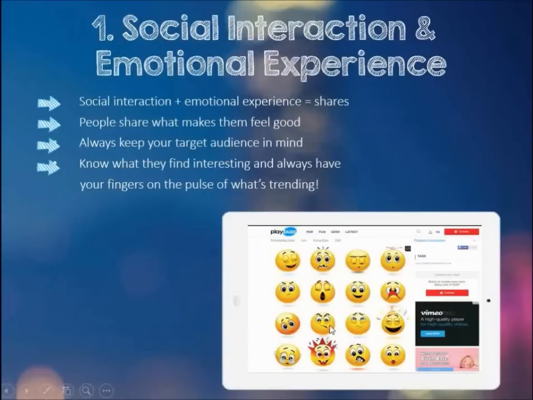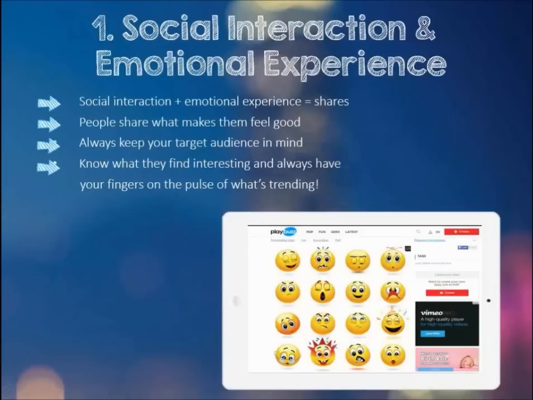So as you're creating, say, a personality quiz in this case, the first thing that you really want to think about is both social interaction and emotional experience, which I've already mentioned a few times. Now, what is it that really makes people want to share content in the first place? Basically, all of us want to be perceived in a certain way, especially when it comes time to share things with our social network. And people tend to share what makes them feel good.